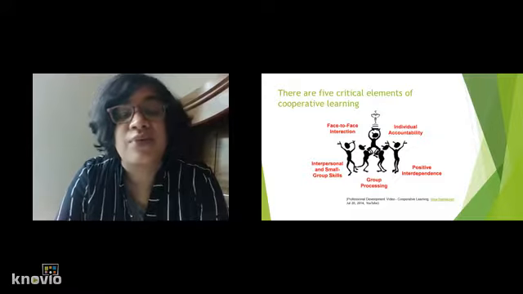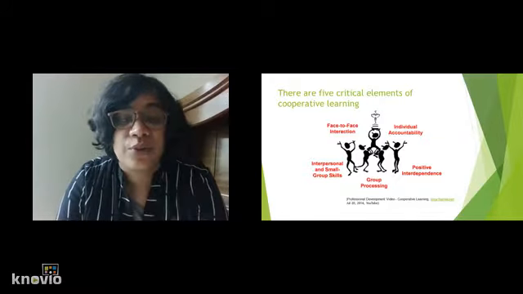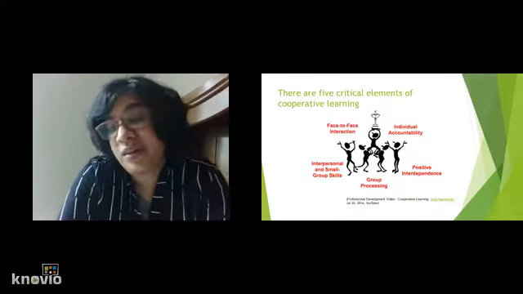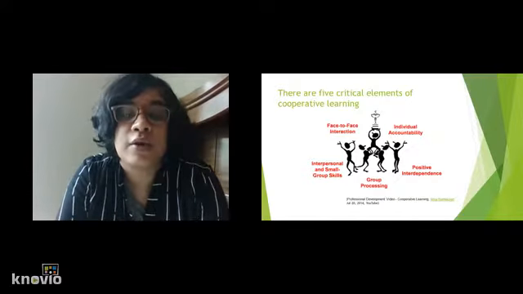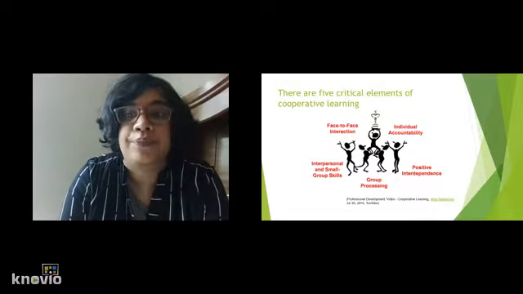I personally have really disliked group work as a student because I often end up doing most of the work. With cooperative learning and these 5 critical elements, no one student would do all the work.